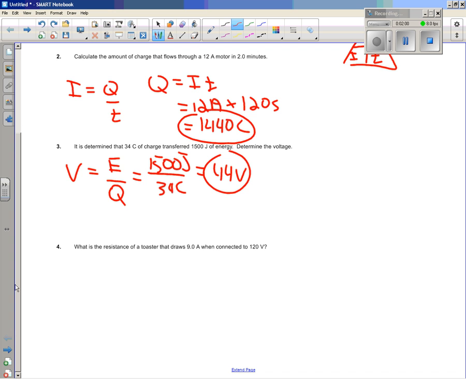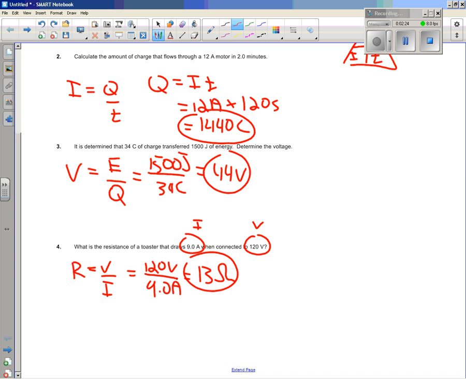Extend the page a bit. What's the resistance of a toaster that draws 9 amps when connected to a source of 120 volts? That's voltage, that's current. R equals V over I. So in this case, that's going to be 120 volts over 9.0 amps. 120 divided by 9 equals 13 ohms of resistance.